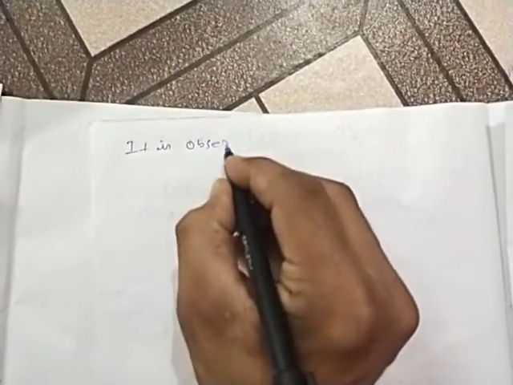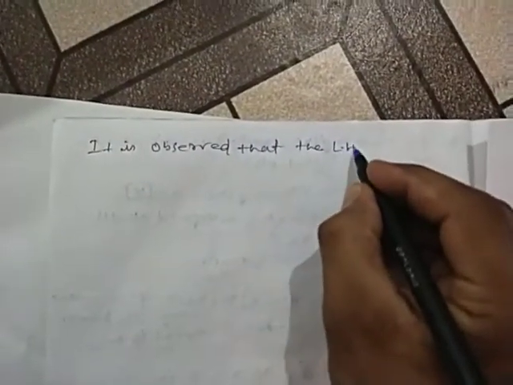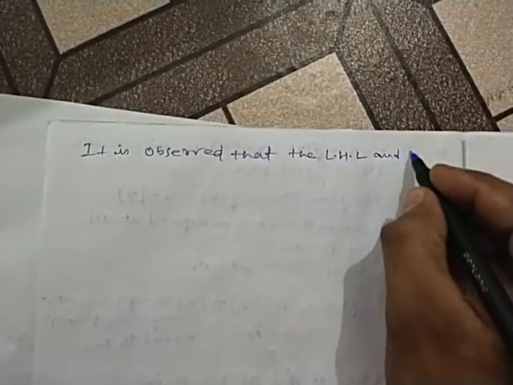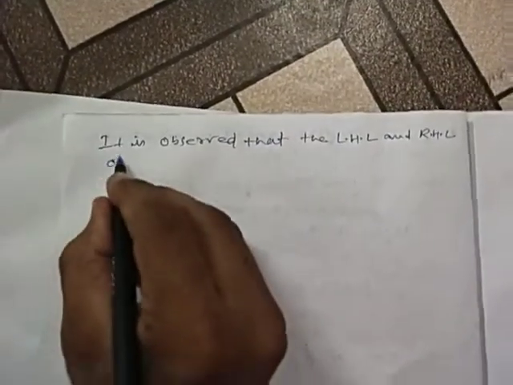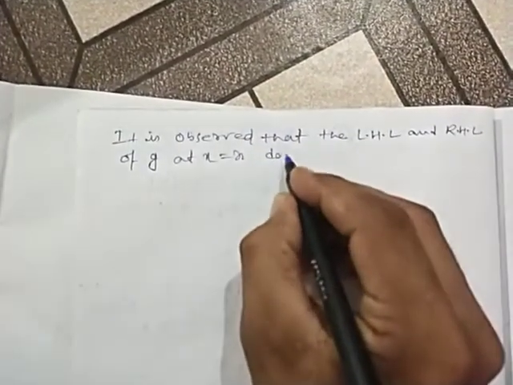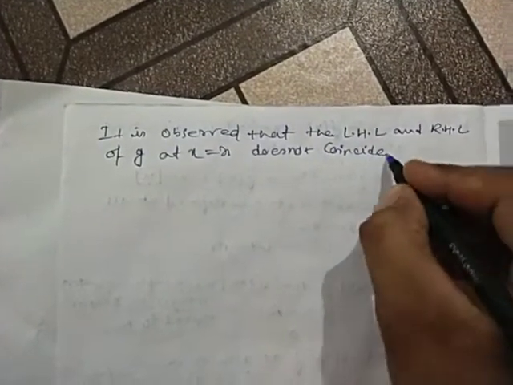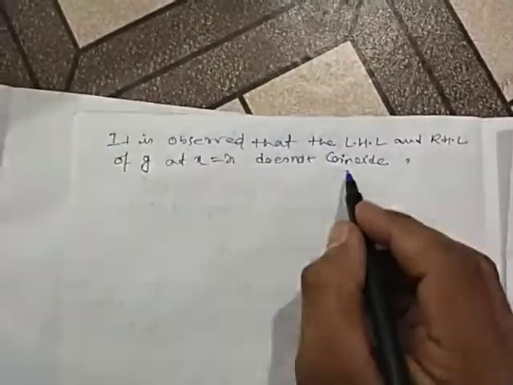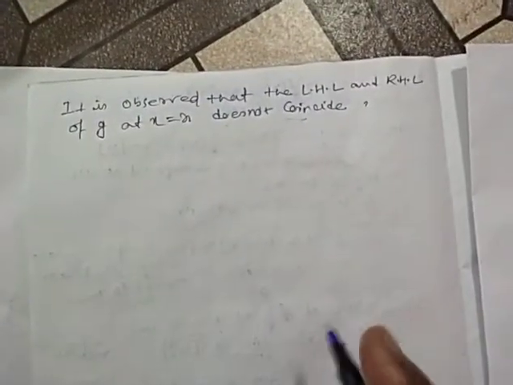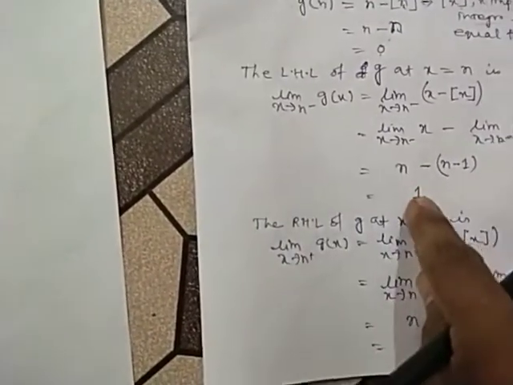Now it is observed that the left hand limit and right hand limit of the function g at x equal n do not coincide. What does "does not coincide" mean? It means you are not getting the same value. In the first one you have got 1, in the second one you have got 0. In the left hand limit you have got 1, in the right hand limit you have got 0. So this does not coincide.